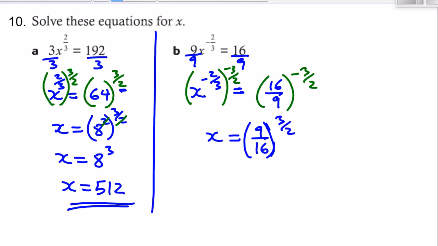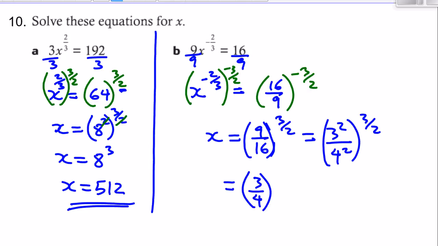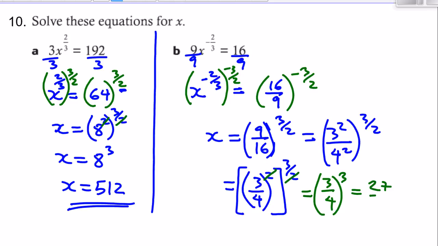x to the power 3 over 2 will be equal to 9, which is 3 squared, over 4 squared, everything to the power 3 over 2. You can rewrite that as 3 over 4, to the power 2, to the power 3 over 2. Now this and this will cancel, so that is the same as 3 over 4 cubed, which is 27 over 64.